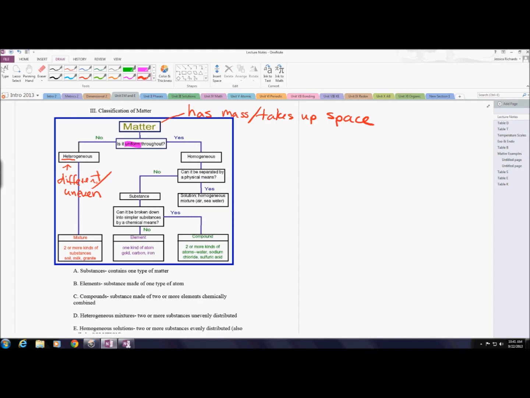So examples that the state likes to use, granite I already talked about. They like to use soil as an example. Heterogeneous. It's not the same throughout, it's different. Uniform throughout is going to be the homogeneous mixture, and this prefix, homo, means the same, or when we're talking about substance, even. It's going to be evenly mixed. So if you take a substance and you grab any two pieces of it, and it's the same stuff.